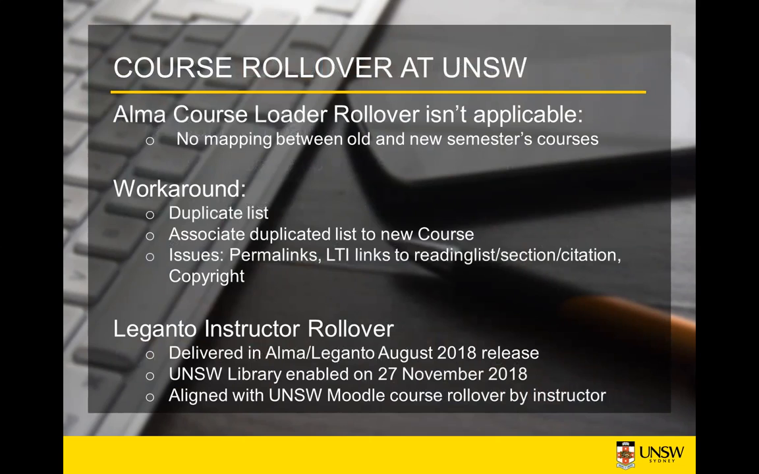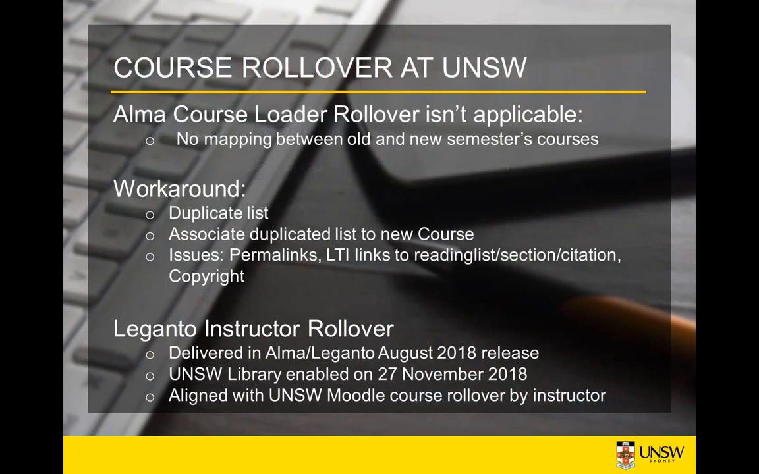So instructors who wanted to roll over their reading list to a new course can duplicate the reading list and associate the duplicated reading list to a new course. However, the reading list duplication didn't work well for rollover solutions, as there were some issues with the permalinks, where the existing permalinks must be manually updated to link to a new course or reading list. LTI links to reading list or section or citation appear to have the same problem as well. Instructors have to manually update these LTI links to link to a new reading list.